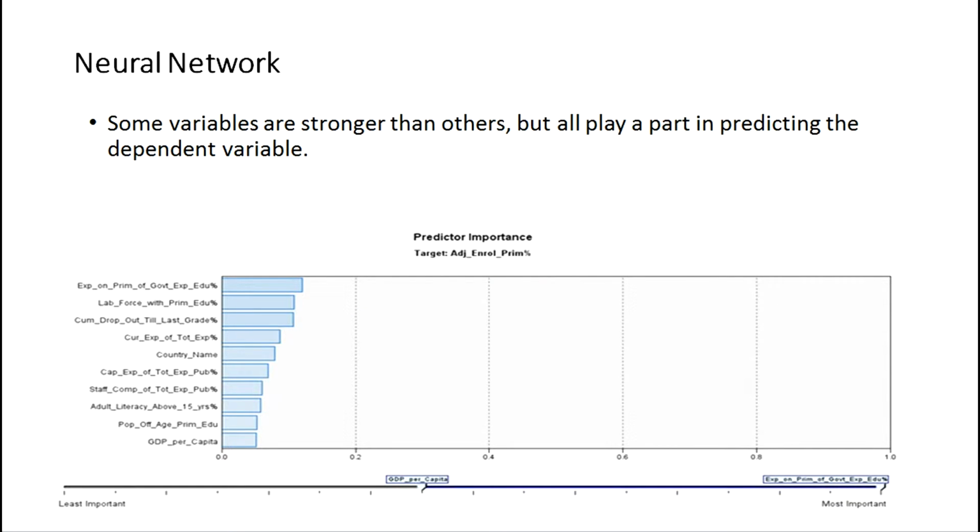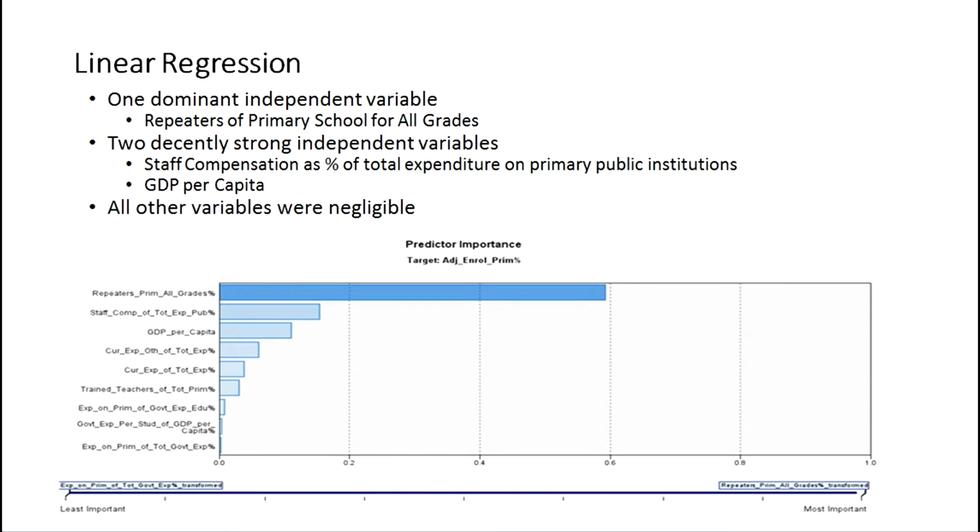Our second model is neural network, and as you can see from the chart below, some of the variables are stronger than others, but all of them play a part in predicting the dependent variable. Our third model is linear regression. You have one dominant independent variable, which is the repeaters of primary school for all grades, and then two decently strong independent variables, staff compensation as a percentage of total expenditure on primary institutions, and GDP per capita. All other variables were very weak or negligible.